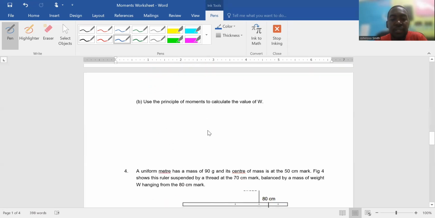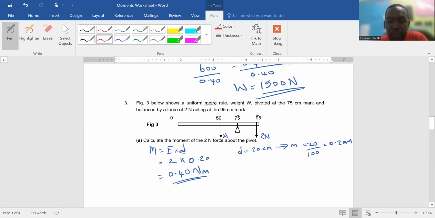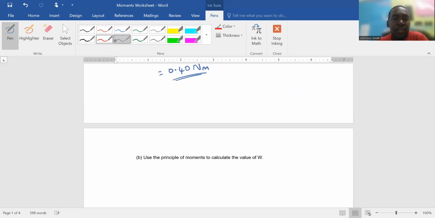Now use the principle of moments to calculate W. So now we know that this W will rotate it in this way, which is anti-clockwise, right? And the 2 Newton will rotate it in this way, which is clockwise, which we just found, right? So therefore, what we can say here is that the clockwise moment equals the anti-clockwise moment, right?